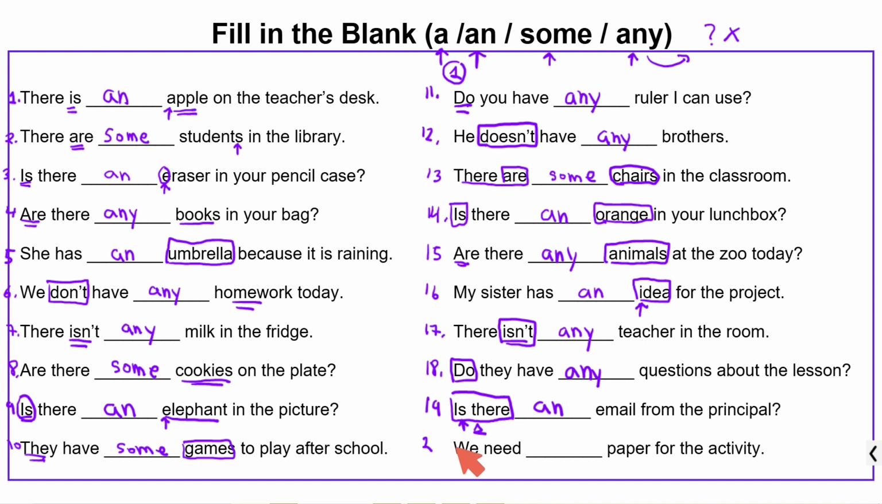Number 20. We need blank space paper for the activity. Paper is an uncountable noun. We don't say papers. So you have to be familiar with irregular plural nouns. So in this case, it's uncountable and we use some for uncountable nouns. So we need some paper for the activity.